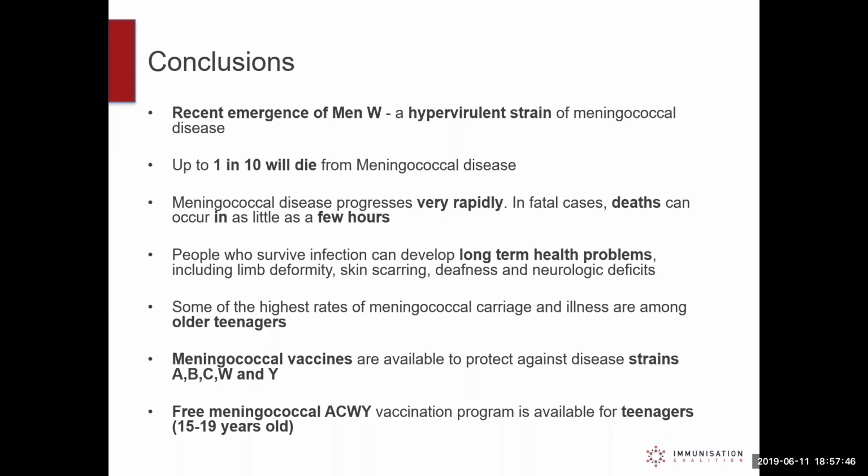We know that people will die from this disease. People that do not die will either fully recover or they may end up surviving the disease but with long-term sequelae, such as amputations or limb deformities, neurological deficits. We know that carriage rates are high in older teenagers, and we definitely know that our children under 2 and our adolescents are at the highest risk for this particular disease.